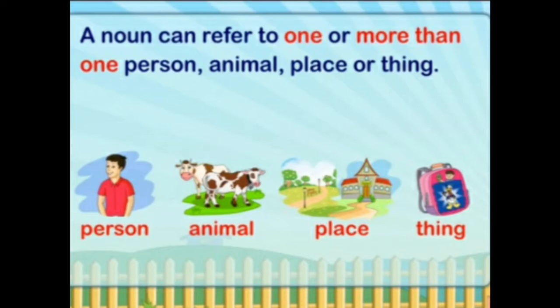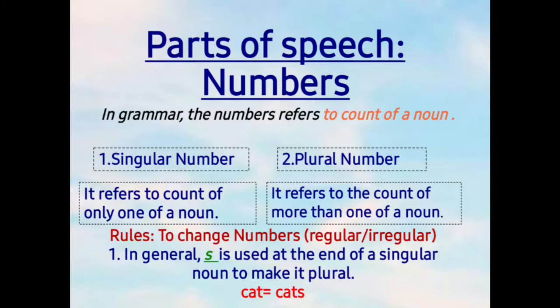So, if you have understood noun very well, learning of singular and plural means numbers is easy for you. Let's see what is numbers. In grammar, the numbers refers to count of a noun. There are two types of numbers. Number one, singular numbers. Number two, plural numbers.